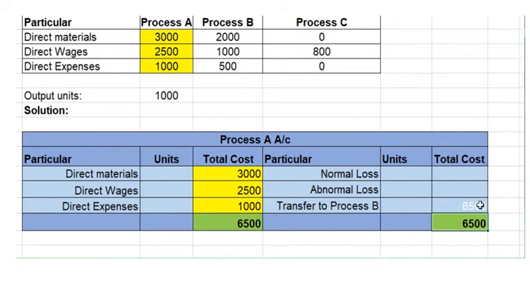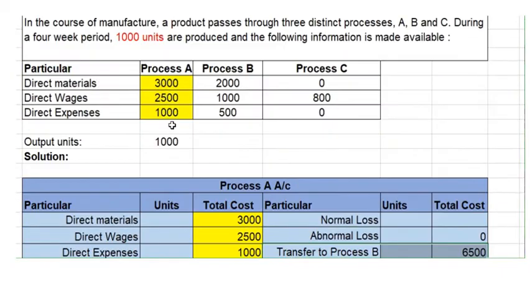Then find out the columns here. If it is normal loss, it is 0, so the transfer to process B is equal to 6500 minus abnormal losses. Since abnormal losses are not there, the same value comes here: 6500 minus 0, so 0 is your abnormal losses. So you get the value of 6500 transferred to process B.